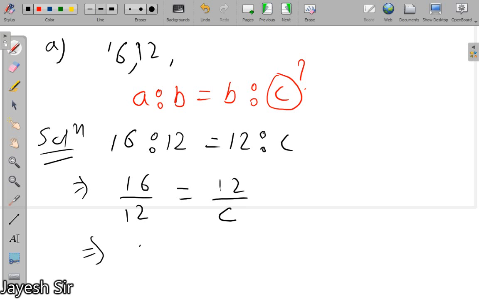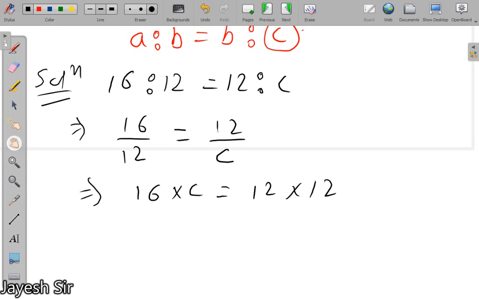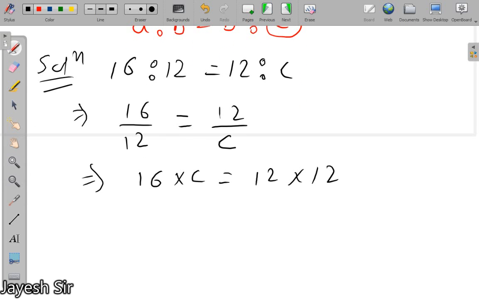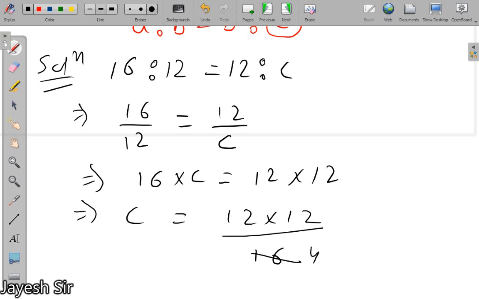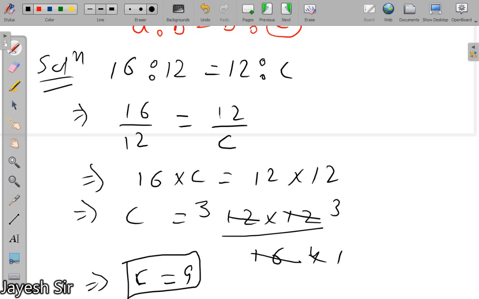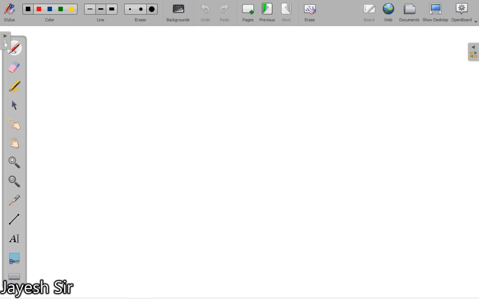Writing it in proper order, 16 upon 12 is equal to 12 upon C. By cross multiplying, 16 into C is equal to 12 into 12. Now we have to just solve this expression. C is equal to 12 into 12 upon 16. Now 4 4s are 16, 4 3s are 12, so C is equal to 9. In this manner you can try other parts of this question as well.